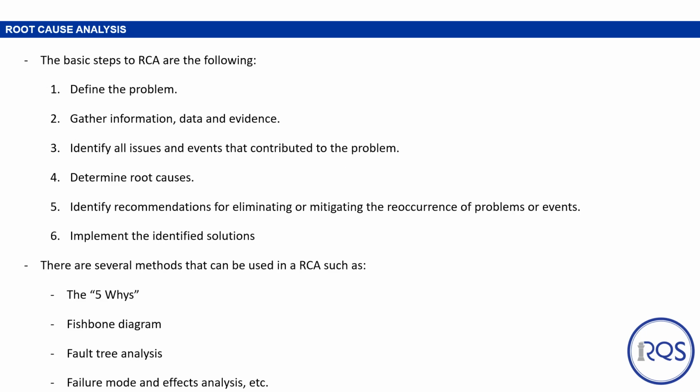The basic steps to a root cause analysis are defining the problem, gathering information, data, or evidence, identifying all issues and events contributing to the problem, then determining the root causes, identifying recommendations for eliminating or mitigating the recurrence of problems or events, and then implementing identified solutions. There are several methods that can be used in an RCA, such as the 5 whys, a fishbone diagram, a fault tree analysis, and failure mode and effects analyses.